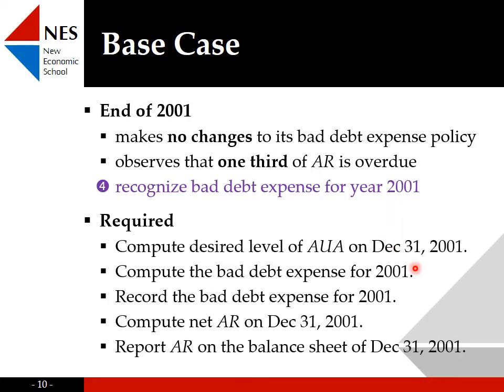So these are the individual tasks. We will first need to compute the desired level of allowance. Then we will compute the bad debt expense. That will be the difference between the carrying amount and the desired level. Then we will record the bad debt expense in the T accounts. We will compute the net level of accounts receivable, adjust it for the new allowance, and then we report the receivables on the balance sheet.